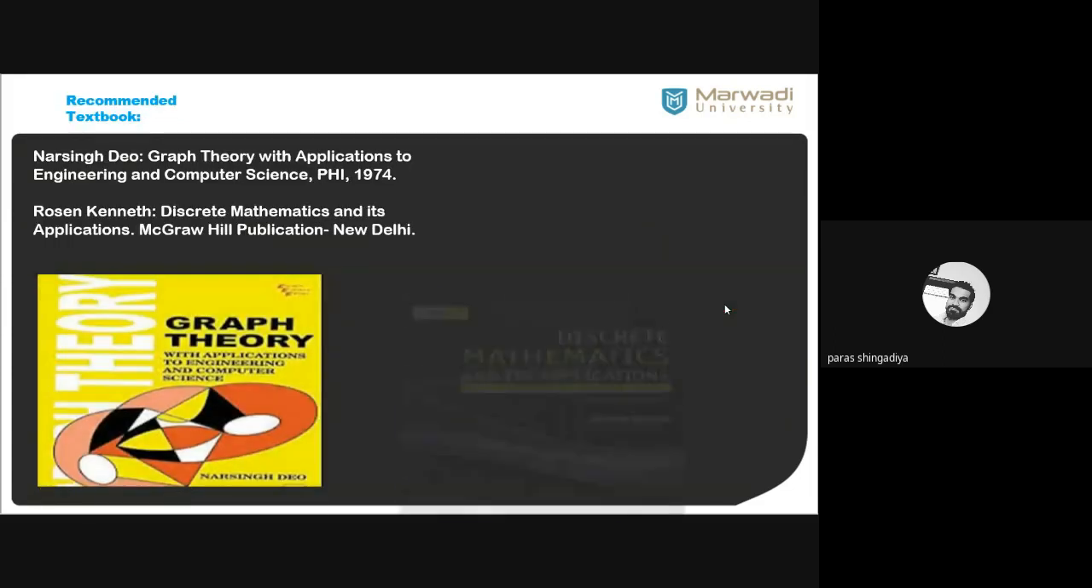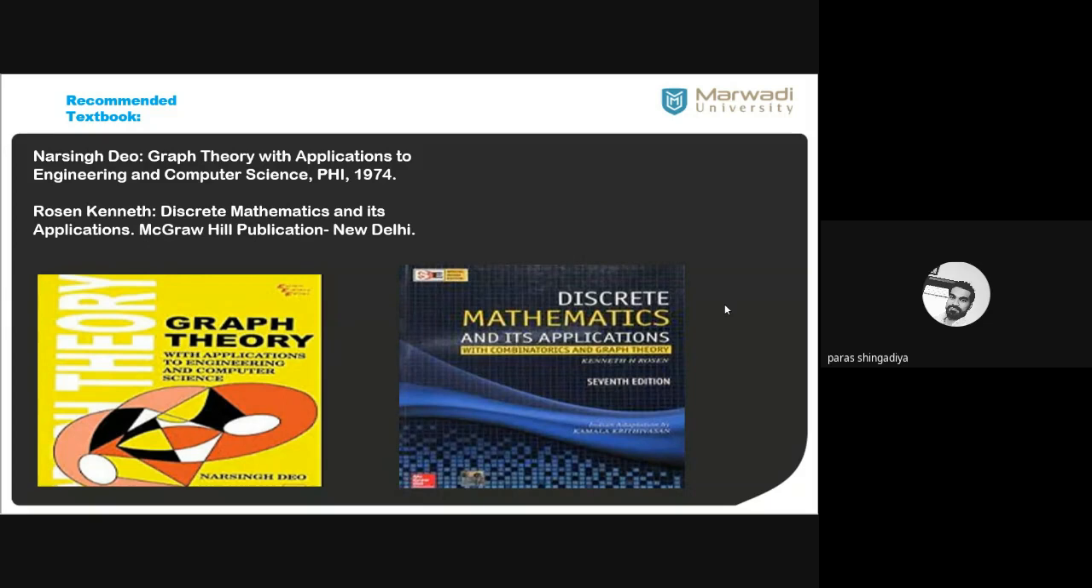And these two books you can refer to for further study. Both books are available. For the graph theory part, you can use Graph Theory with Applications to Engineering and Computer Science. And for discrete mathematics, you can use Discrete Mathematics and Its Applications. This is for our reference.